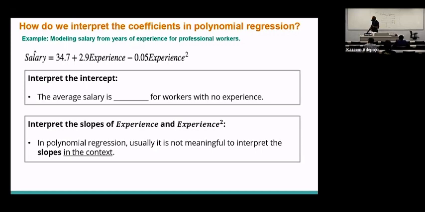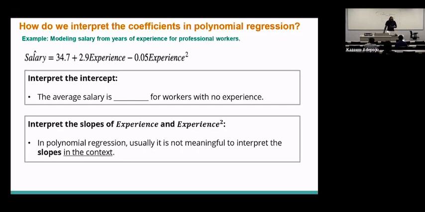Being the intercept. Now, how do we interpret the slope for experience and experience squared? I said in polynomial regression, usually it is not meaningful to interpret the slopes in that context. Please take note of that. But there's something we can do if we want to interpret the slope, which we are still going to do in this class. But for now, take it like that.